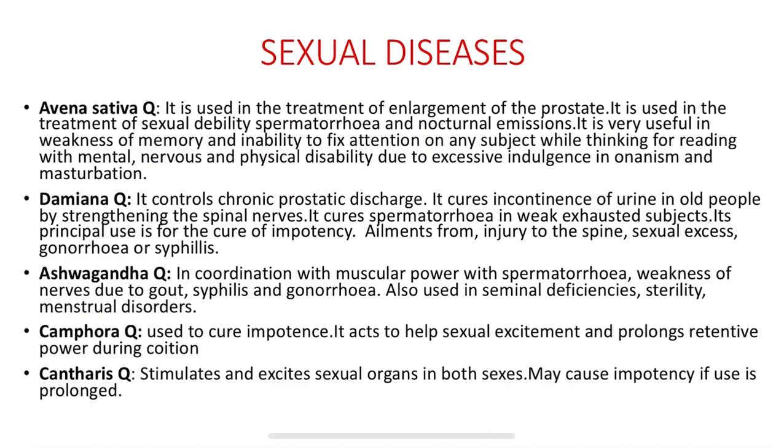Sexual diseases. In sexual diseases, we have avena sativa. Avena sativa is used in the treatment of enlargement of the prostate. So prostatitis, it is used in treatment of sexual debility, spermatorrhea, and nocturnal emissions. So nightly emissions, it is used in weakness of memory and inability to fix the attention on any subject while he is reading, with mental, nervous and physical disability.